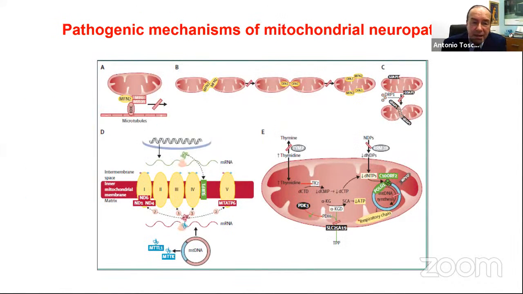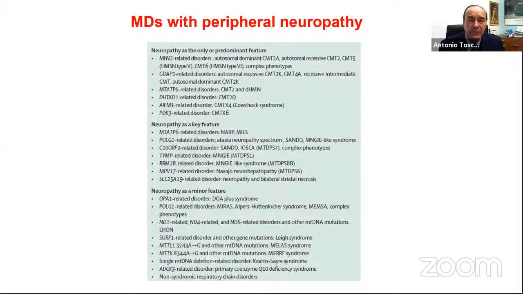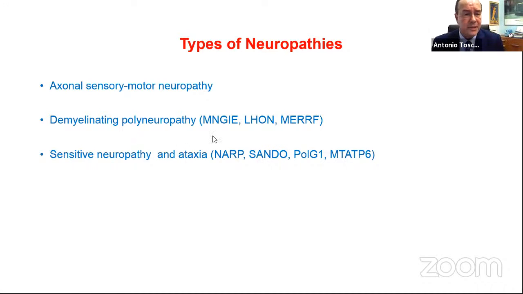There are several sites that can be affected and provoke mitochondrial neuropathies, and this is a very recent paper by the group of Mark Tarnopolsky from Canada. You can see that peripheral neuropathy is present in several mitochondrial syndromes like Kearns-Sayre, MELAS syndrome, MERRF syndrome, but not only. This is a detail of different kinds of neuropathies that can be involved in mitochondrial disorders, sometimes as a predominant feature, in other situations as a very important clinical aspect, but in others just a minor feature. We have different kinds of neuropathies: axonal sensory-motor, demyelinating, especially in MNGIE, as we'll see in a minute, or in MERRF, but also mainly sensory neuropathy as in NARP.